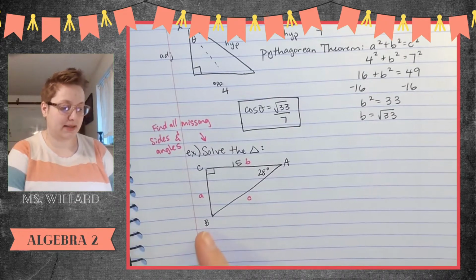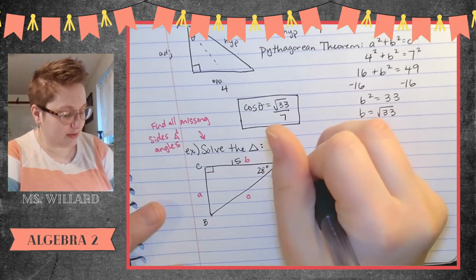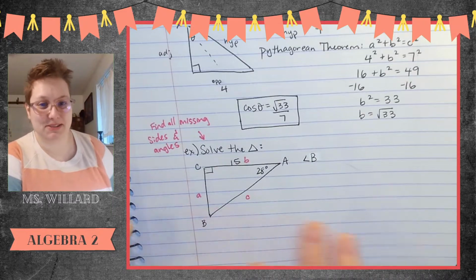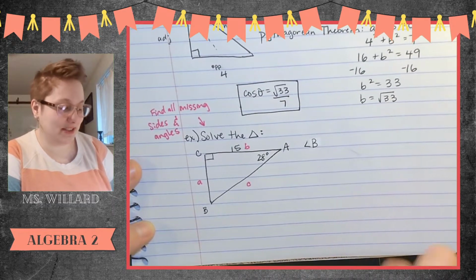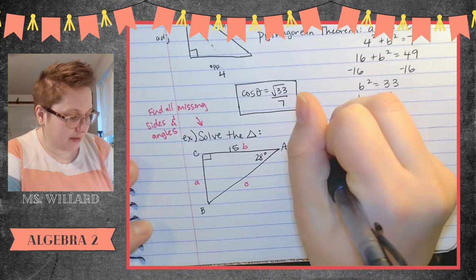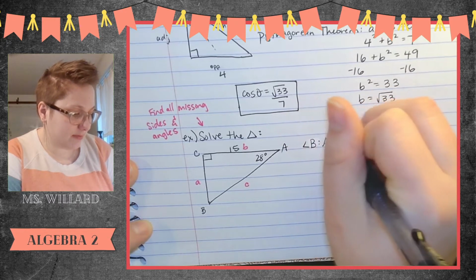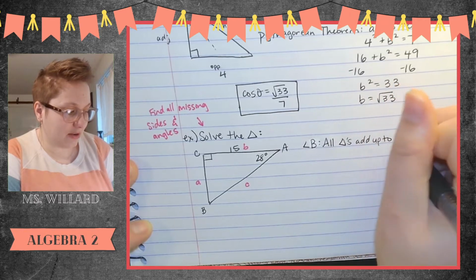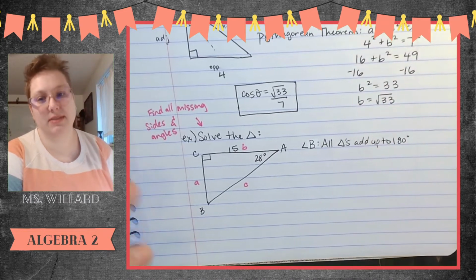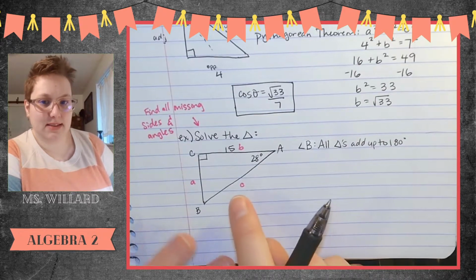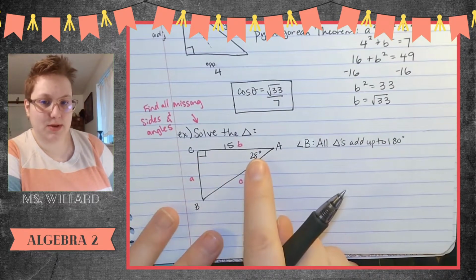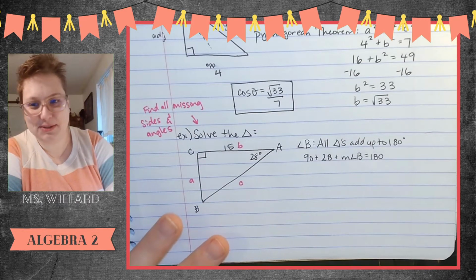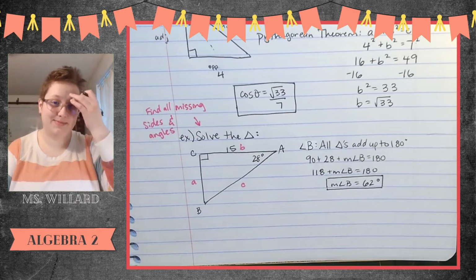Now, angle B is actually fairly easy. For angle B, remember that all triangles add up to 180. And by all triangles, I mean that the sum of the angles in the triangle is 180. So what that means is that 90 plus 28 plus angle B has to equal 180. Like that. And I just do a little bit of math, and voila.